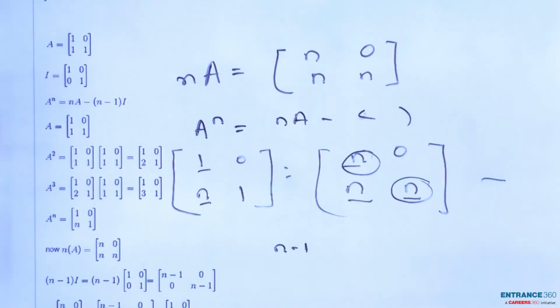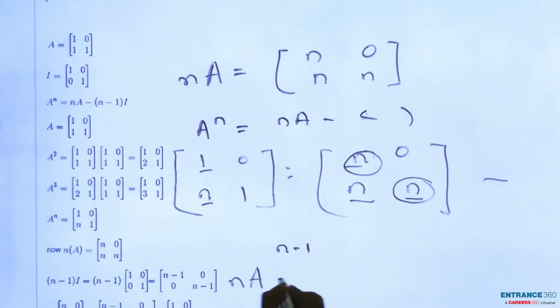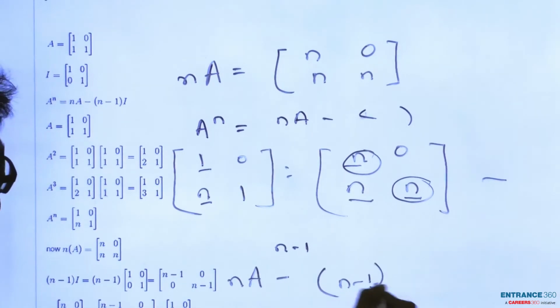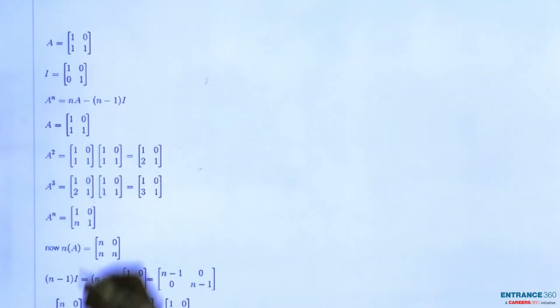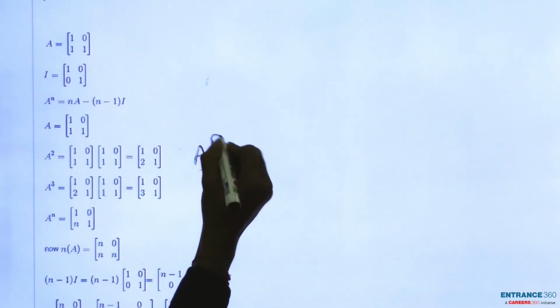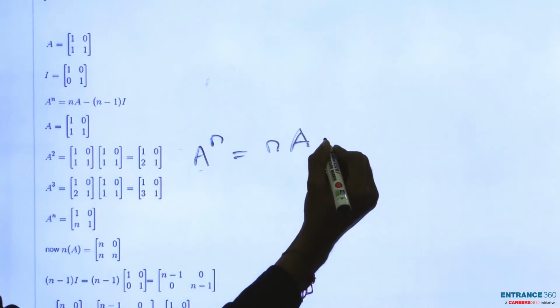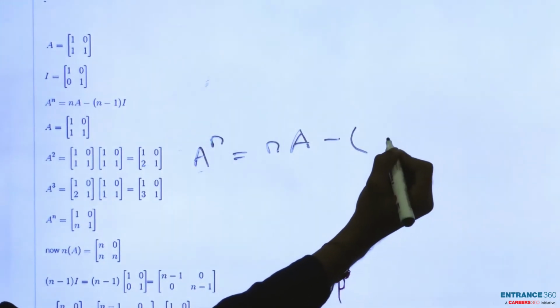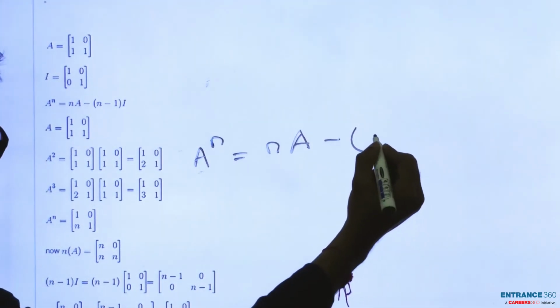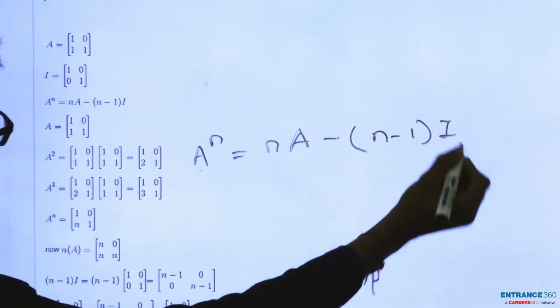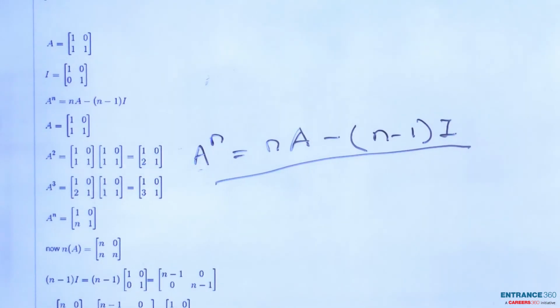So what we will do is subtract n minus 1 times the identity matrix from nA. After doing this, we get matrix A power n, which is equal to n into matrix A minus n minus 1 into the identity matrix. This is our final answer.